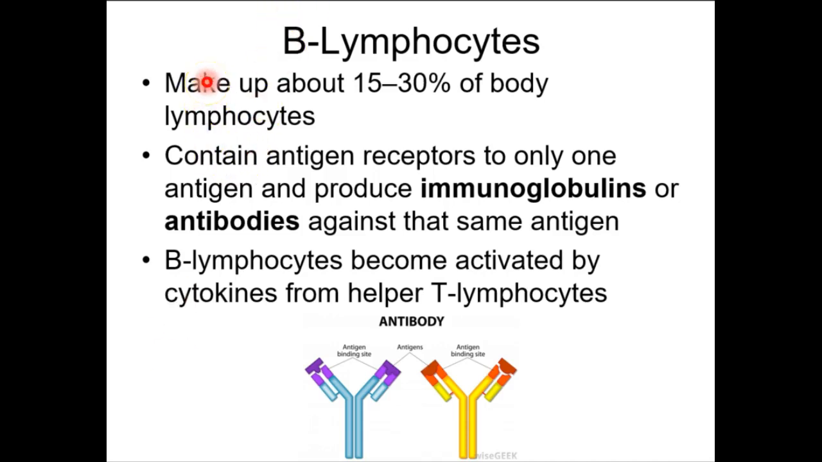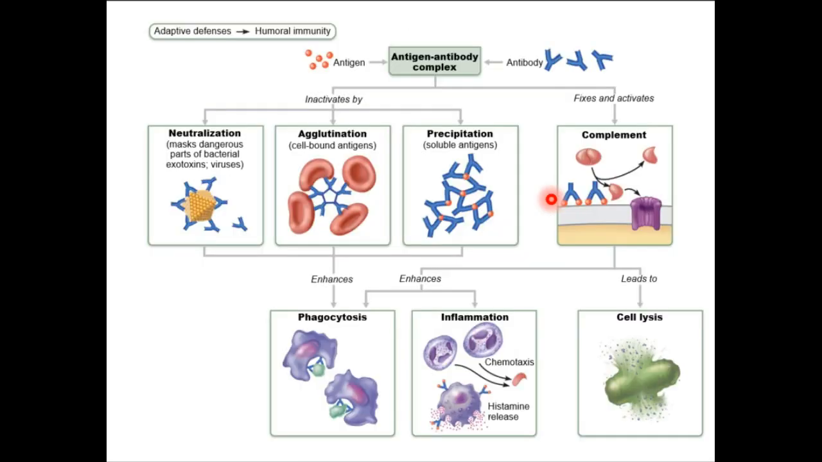So B lymphocytes, those plasma cells, release antibodies. Antibodies are also known as immunoglobulins. Here are the mechanisms that antibodies have to destroy pathogens. The first is my favorite. It's neutralization.